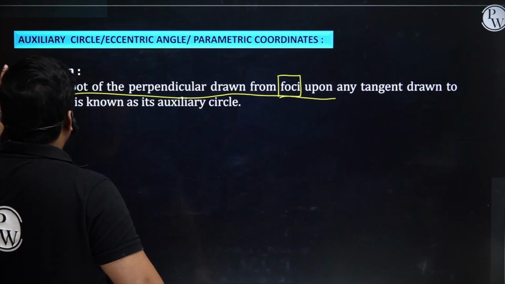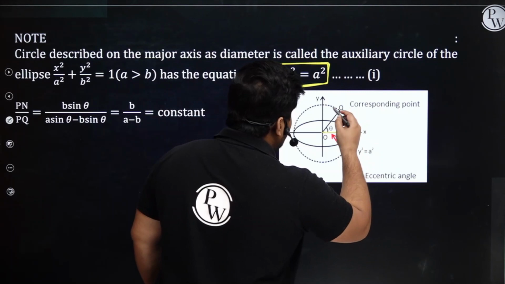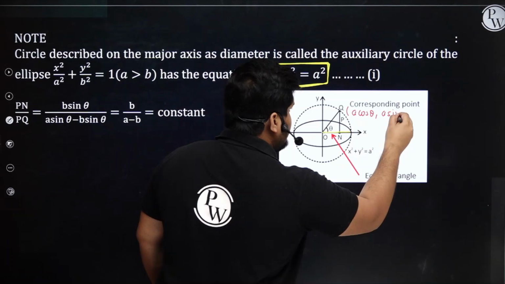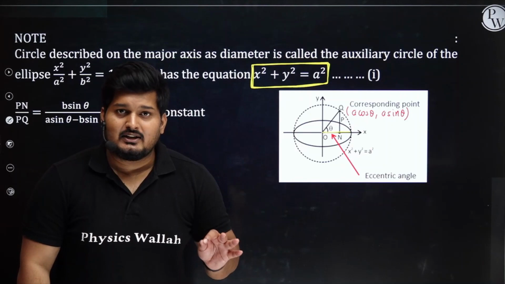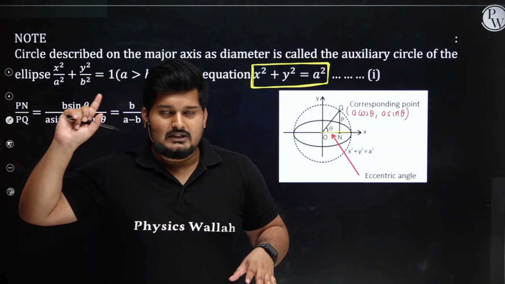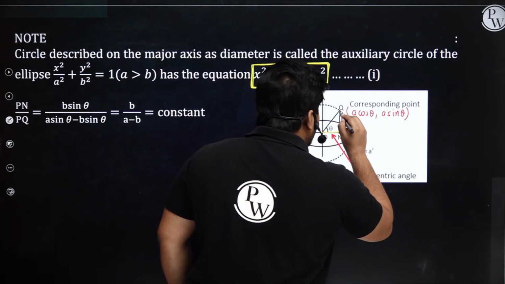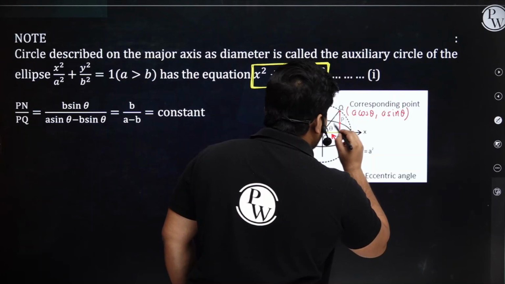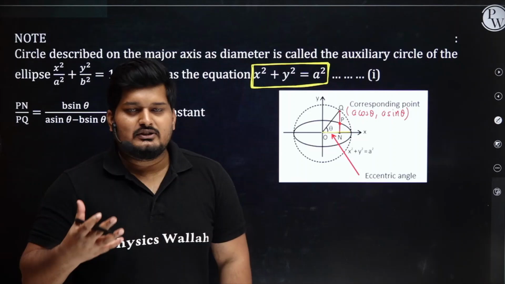Now here are a few things that you should know. If this is the auxiliary circle, obviously any random point Q will be a cos theta comma a sin theta, right? And that theta is called the eccentric angle. Many students confuse it with some point on the ellipse. No, the eccentric angle is decided by that auxiliary circle. You take any point at a cos theta, a sin theta. Now from that point Q, we drop a perpendicular on the major axis, and then we can find this point P, and this will give us the parametric point on this ellipse.